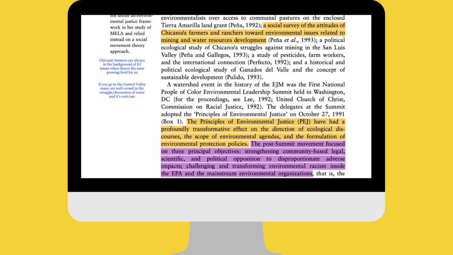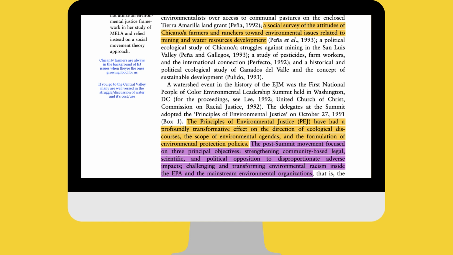And then let's look at another example. A social survey of the attitudes of Chicano farmers and ranchers towards environmental issues related to mining and water resources development. So I highlighted it because I was going to make a comment and I wanted to make sure to remember what the comment is relating to. So then I have my comments on the side right there.